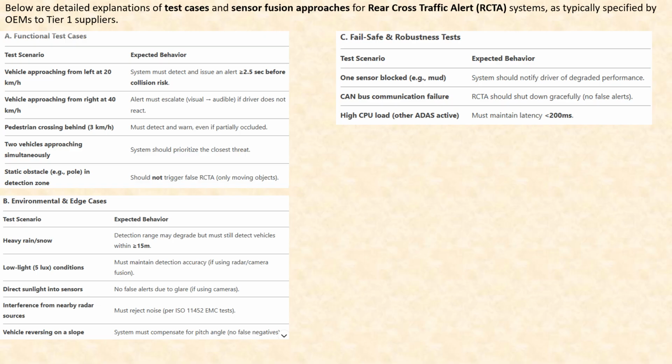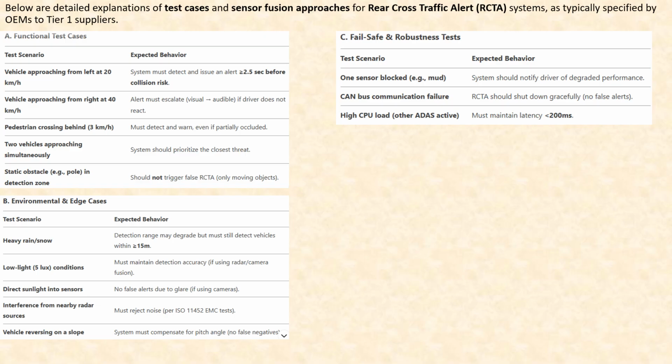It must reject the noise and vehicle reversing on the slope. So even when the vehicle is reversing on a slope, it must compensate for the pitch angle. It must not give any kind of false negatives. Last but not the least, the fail safe and robustness tests.